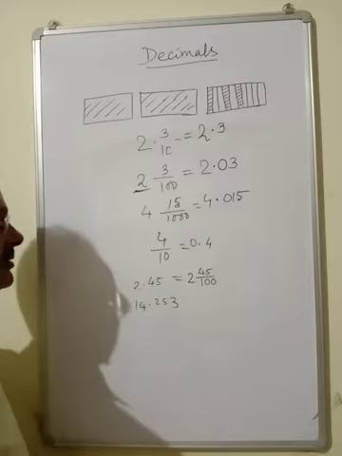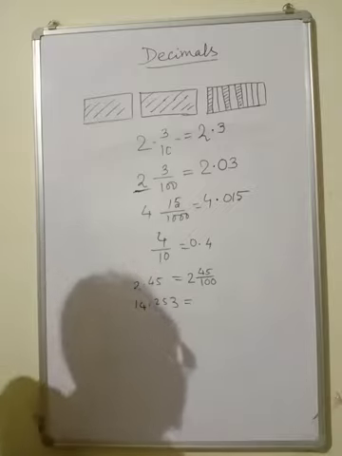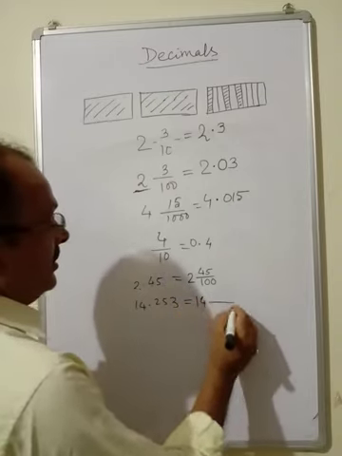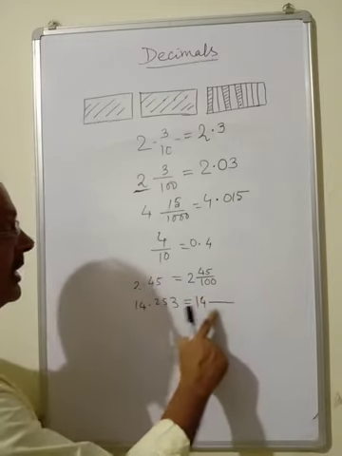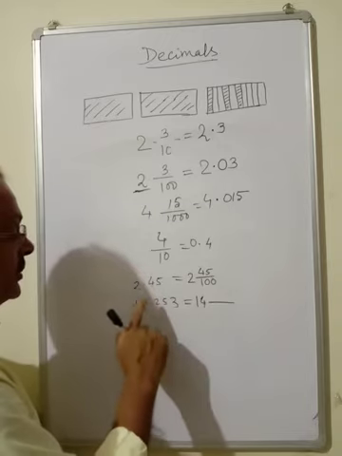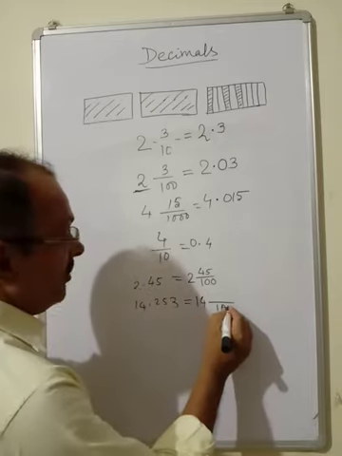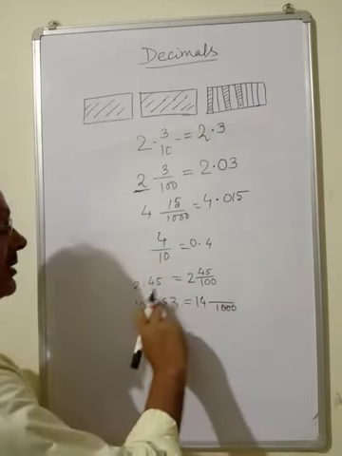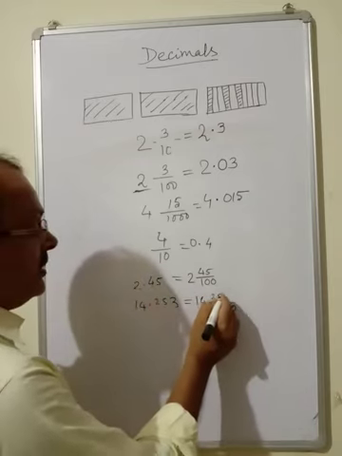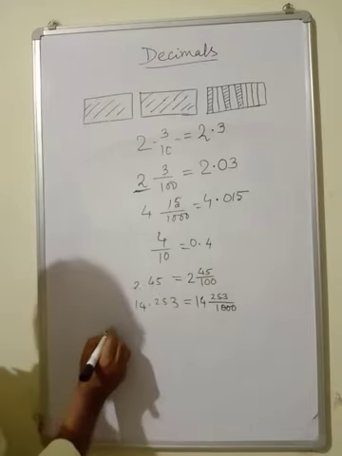Now see 14.253. Now you have to write it as a mixed number. How will you write it? First 14 whole. Now count what will be here. From here you can find it. After the point there are 1, 2, 3 digits. So you have to write 1000 here, and at the top 253. In this way.